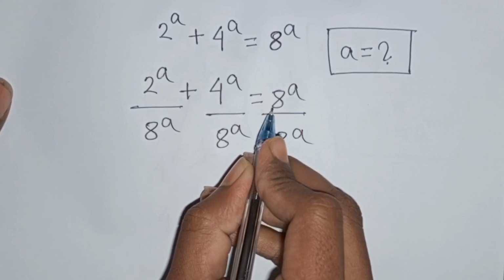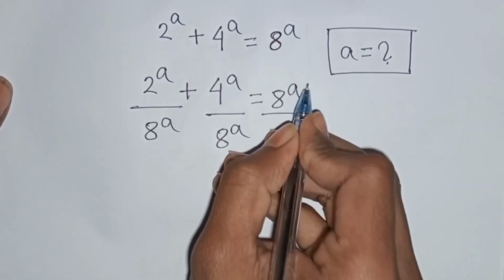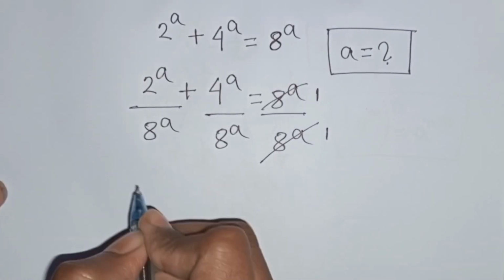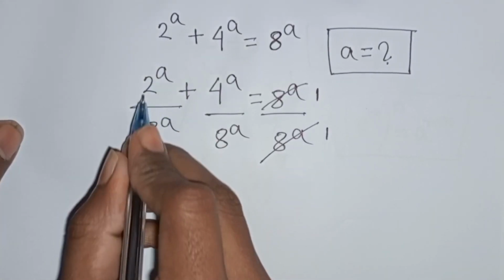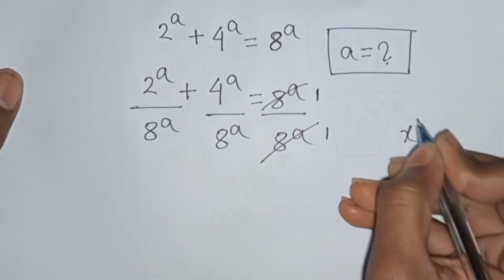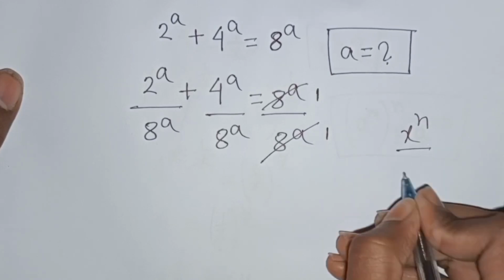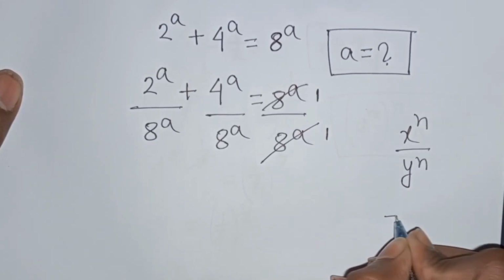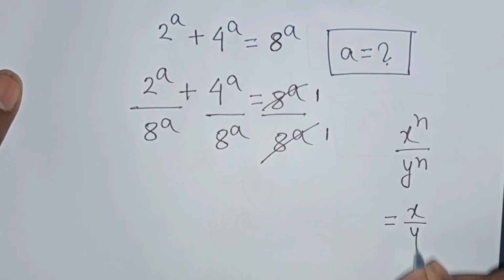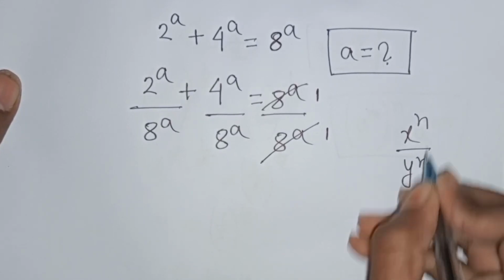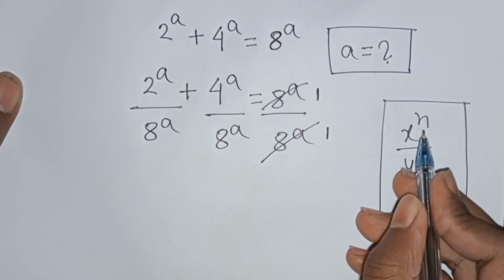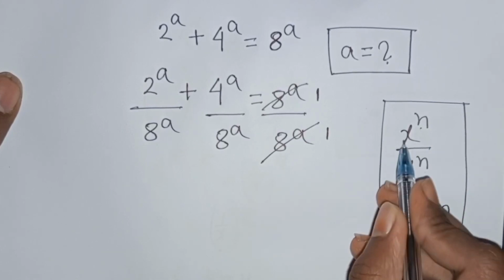Now we see this 8 power a, this 8 power a will be cancelled. Now from here we see the same power but different base. So remember this exponential rule: x power n over y power n is equal to x over y, bracket common power n. That means the same power but different base.